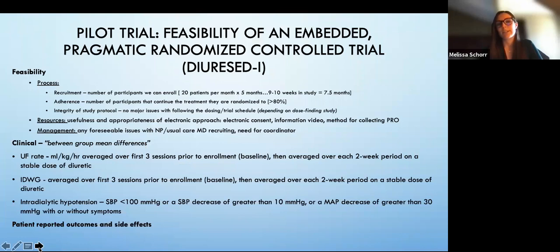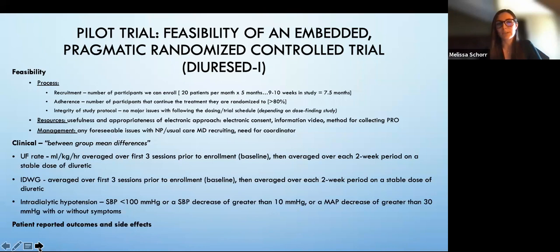Our pilot trial is really assessing feasibility of using this embedded pragmatic approach to answering this question. For this, we'll be assessing feasibility outcomes, clinical outcomes, as well as patient-reported outcomes and side effects. With regards to feasibility, we want to assess our process, our ability to recruit patients, adherence, aiming for greater than 80% adherence to the arm that patients are allocated to, and the integrity of our study protocol. In particular, if we end up using a dosing algorithm similar to the one that I just showed you, we want to know if there's going to be any major issues following that.